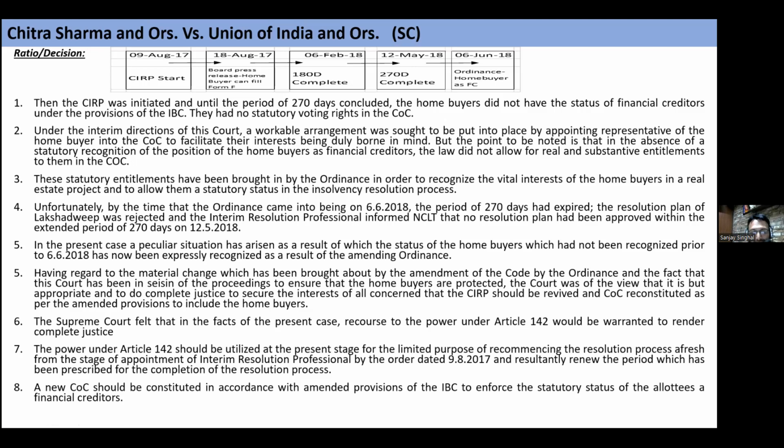So basically, we can say that this is a very famous case. The Chitra Sharma case was a very famous case. It was discussed in all the media, covered by the media as well. So the Supreme Court, basically, you can say, overruled everything just to do justice with the home buyer, using the power of Article 142. Article 142 has given very wide power to the Supreme Court. So they can overrule or they can revive any timeline. So a new COC was reconstituted and the home buyer was part of that.